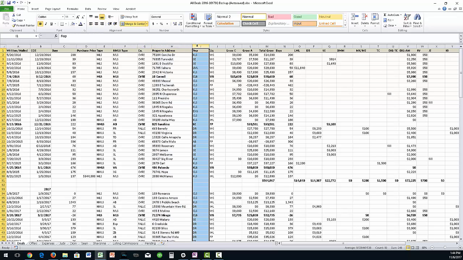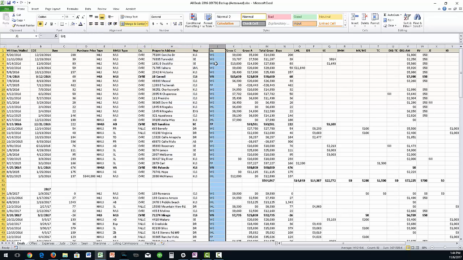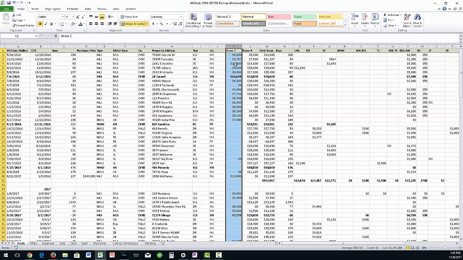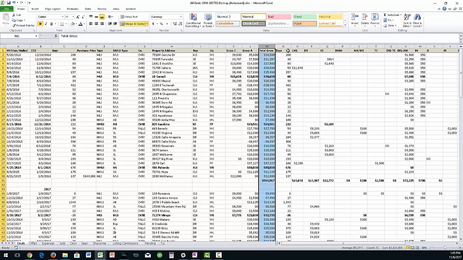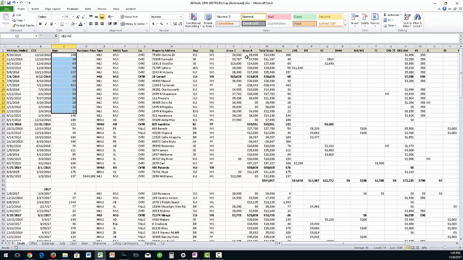Property address, the rep, the type of deal. It should be one of three: wholesale, flip property, or in-house listing. This was the gross commission, which we typically only get on MLS deals normally. The assignment we got, and this is the total gross from that deal. You can get rid of this. Days, I moved it over here.